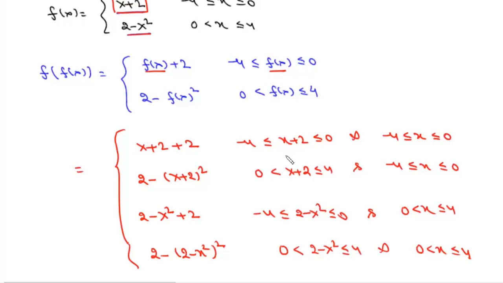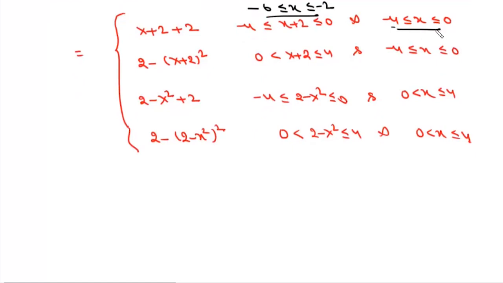Now first we'll simplify these intervals. Here the value of x is minus 6 is less than x is less than minus 2, and here it is from minus 4 to 0. Now if we take intersection of these two conditions, we'll get the value of x between minus 4 and minus 2. So first definition is from minus 4 to minus 2, and it will be this x plus 4. Now for the second one, it'll be this minus 2 and then x and then 2, and here it is from minus 4 to 0. So here common between the two is from minus 2 to 0.